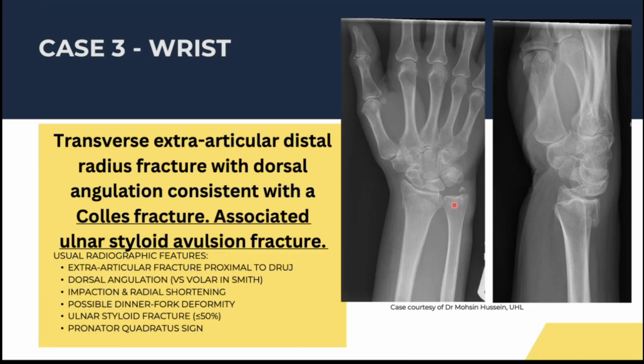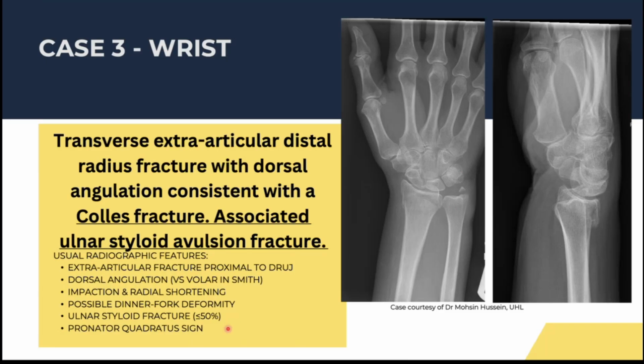And the usual radiographic features of this are an extra-articular fracture proximal to the distal radio-ulnar joint. And there will be dorsal angulation versus the volar angulation that you get with the Smith fracture. You'll get some impaction and some radial shortening with it as well, and a possible dinner fork deformity. You won't get this on every patient. And the ulnar styloid fractures are present in around 50% or less of patients who come in with this.